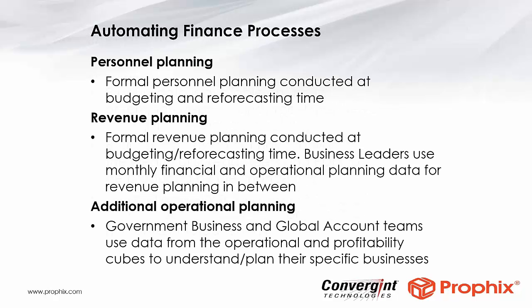Formal personnel planning, as I touched on before, is done at budgeting and reforecasting time, and so is the formalized revenue planning. They use the monthly financial and operational planning data inside of Profix to do that planning in between the formalized ones that happen twice a year. And then there is some additional data that we are able to provide.